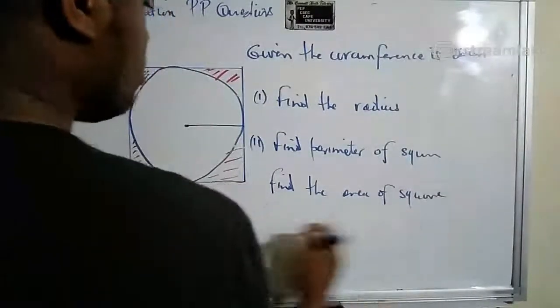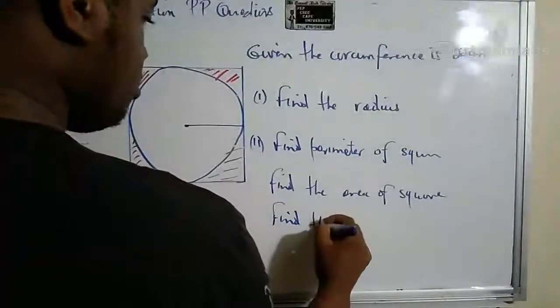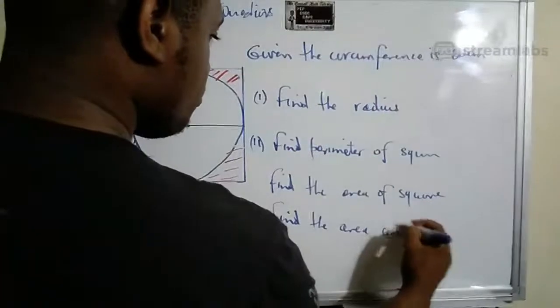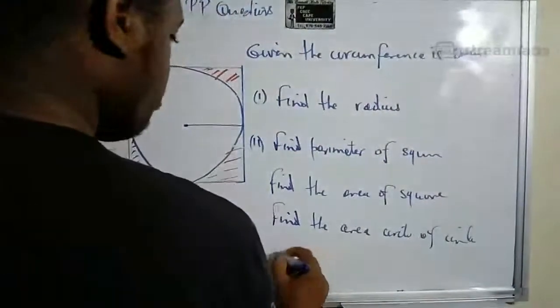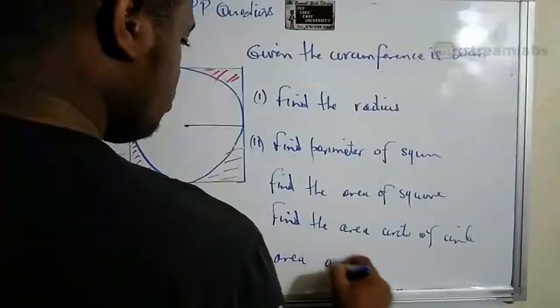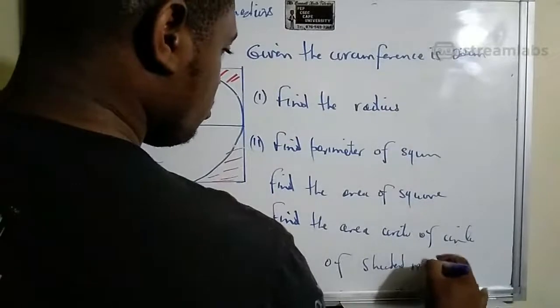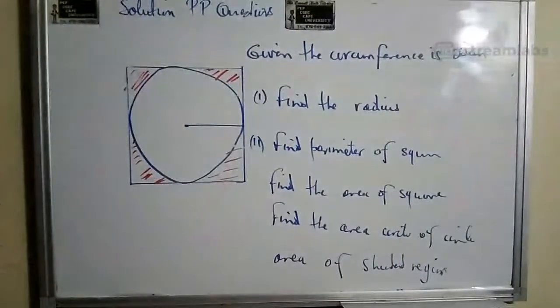I love this question. Find the area of the circle. Go ahead and try it, guys. And the last one is area of shaded region. Go ahead and try. Leave the comment.